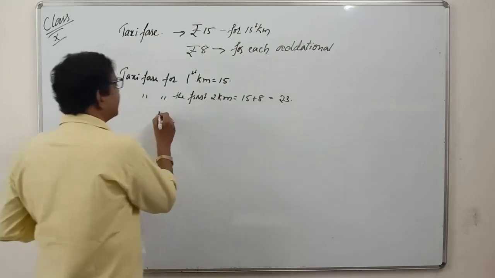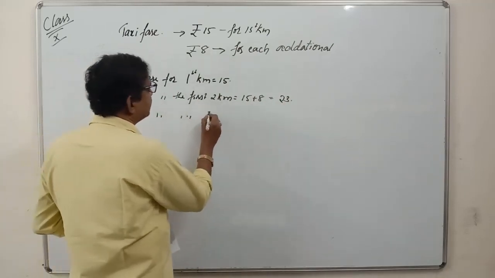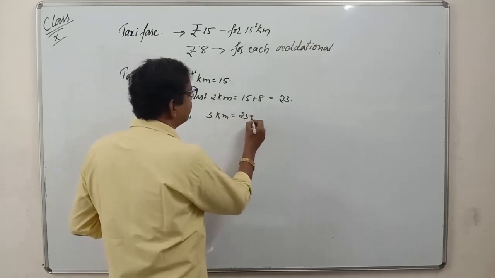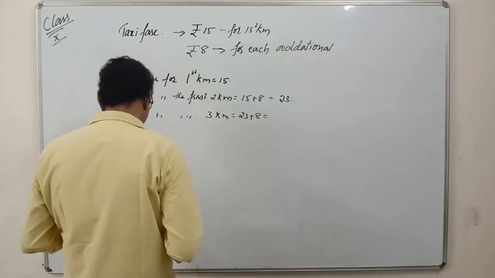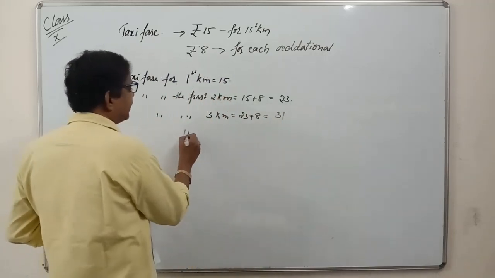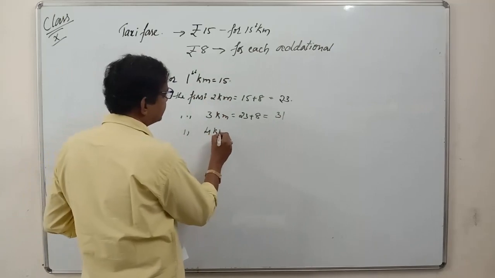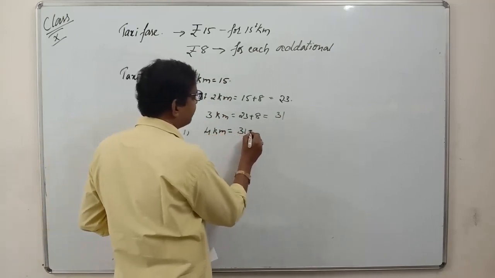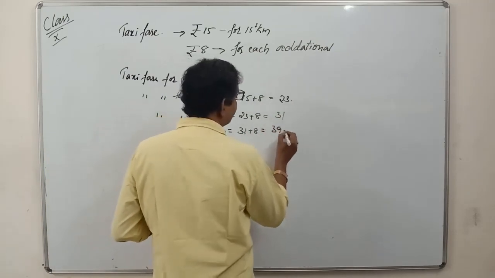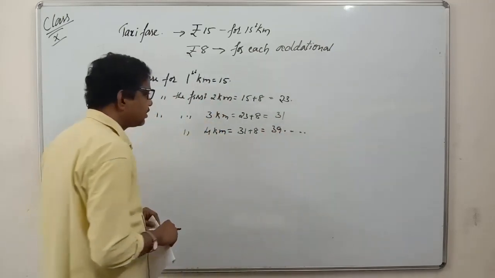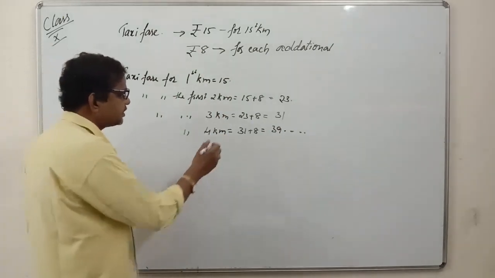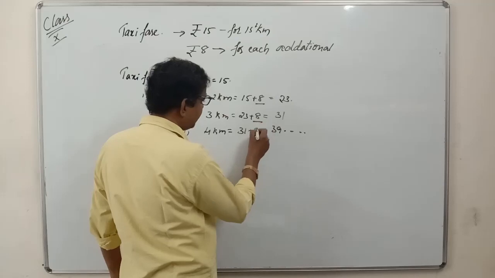23. Same thing for 3 kilometers, it is 23 plus 8, which is 31. And if we take again 4 kilometers, that is 31 plus 8 equals to how much are we getting? 39, and so on. You can see here the common difference is the same: 8, 8, 8.